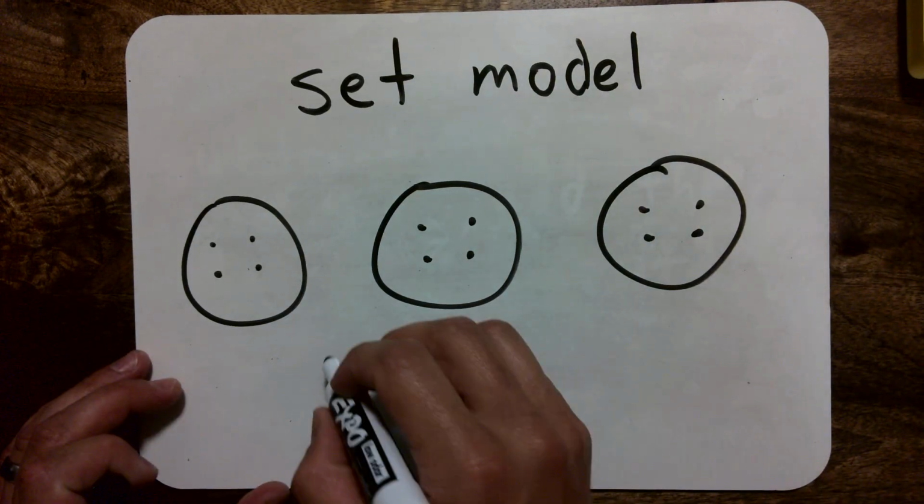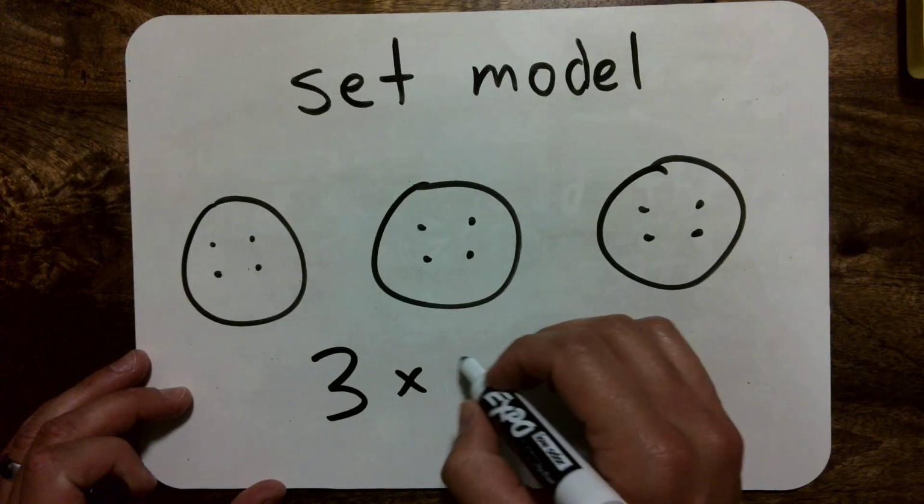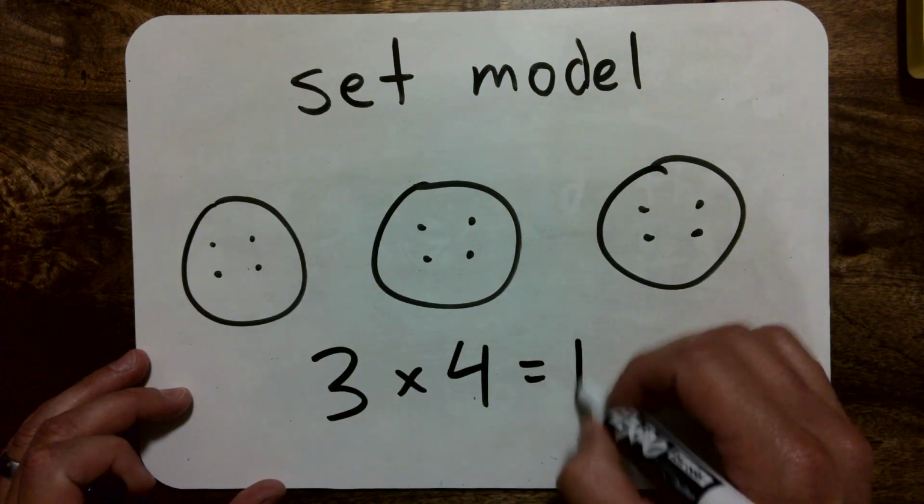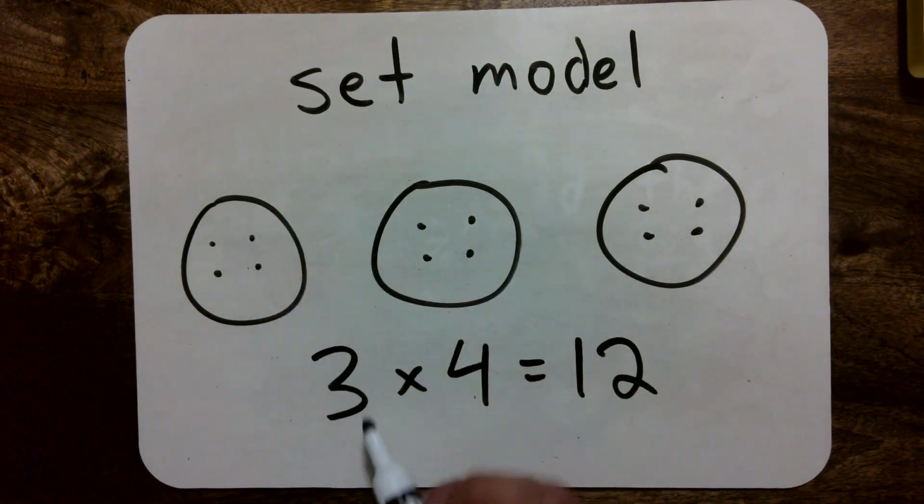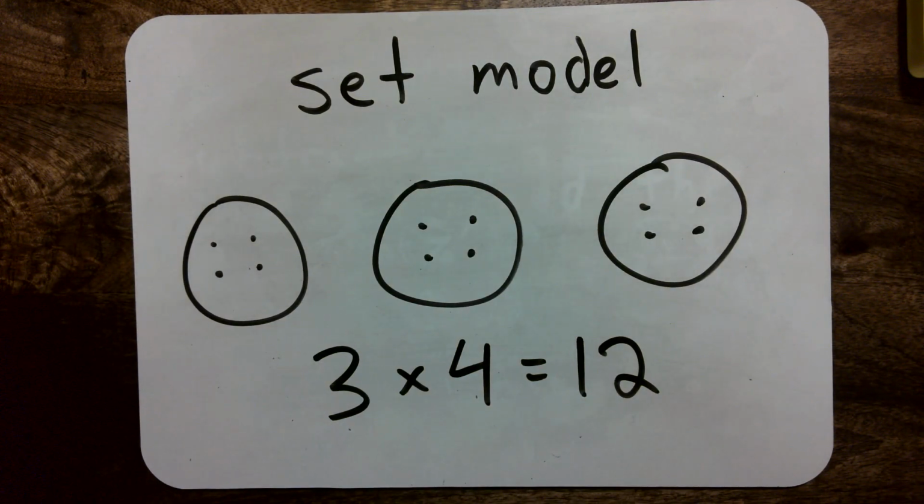And then the abstract model is just going to be the actual equation written out. Again, making connections to the groups as that first multiplier, and then the size of each group as that second multiplier. So that's the set model.